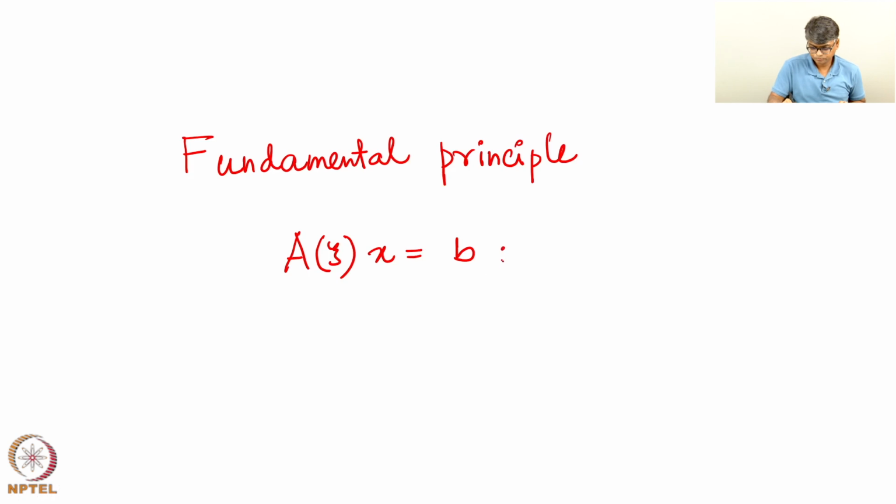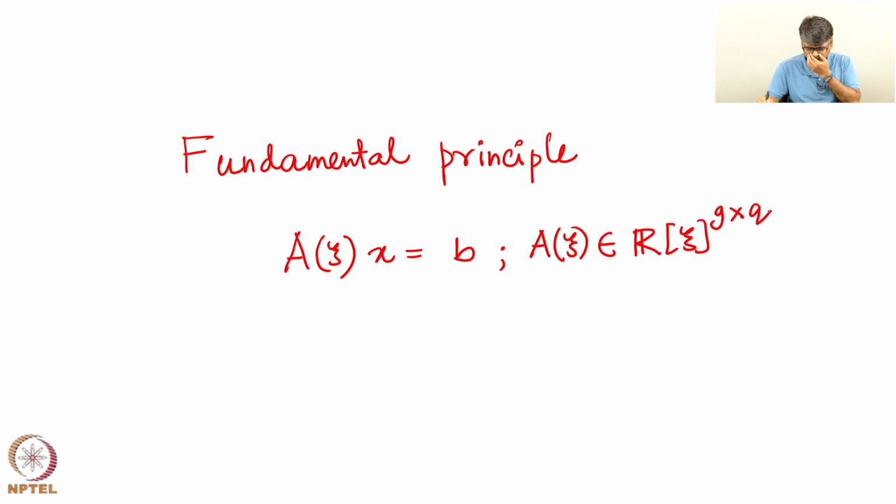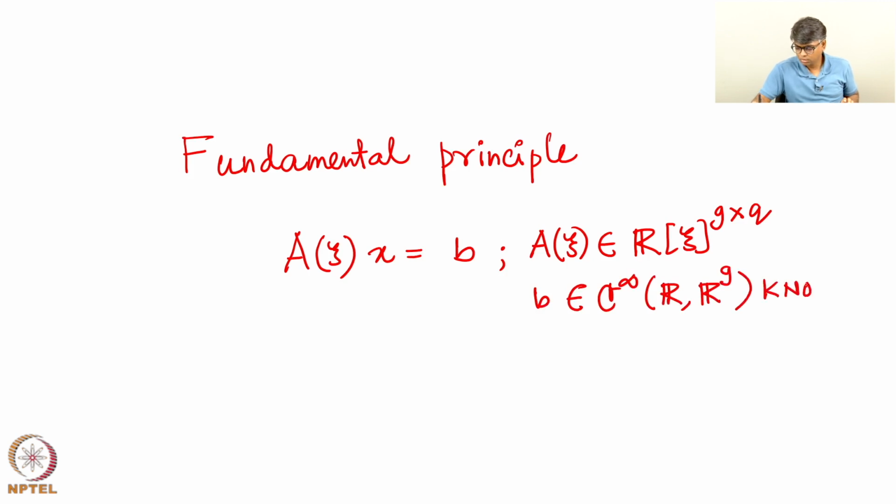A(ξ), of course, is a polynomial matrix. Let me assume that it's of size g cross q. It's a polynomial matrix, a polynomial differential operator. b is a C infinity function of size g. This is known. These are given to us. What is unknown is x. x is also assumed a C infinity function of size q, but it is not known to us.